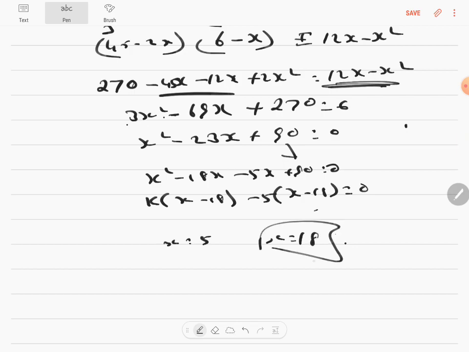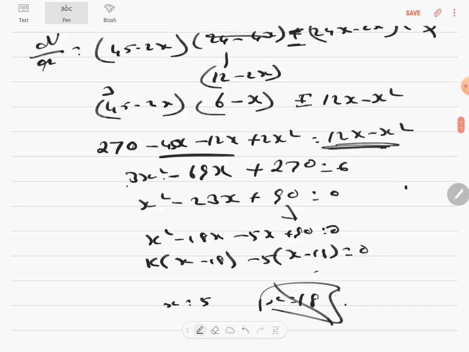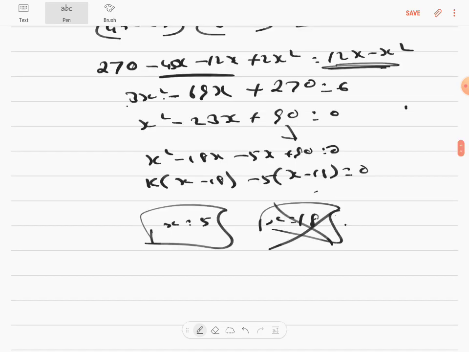You can't possibly cut an 18 out of a 24 here and here. It's not possible. This is not applicable. So x is equal to 5 is the part you're going to cut. What is the question? The cut part is a question, or what should be the side you should cut off so that the volume, that's all. x is equal to 5.